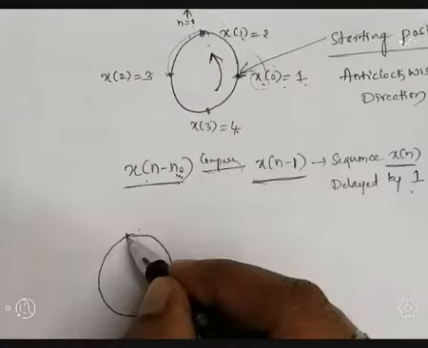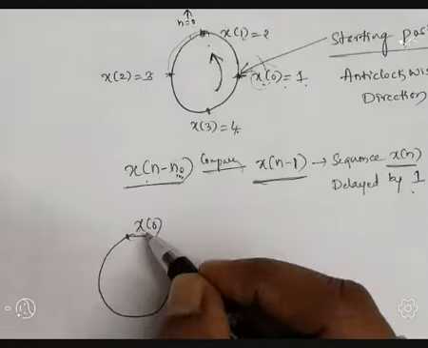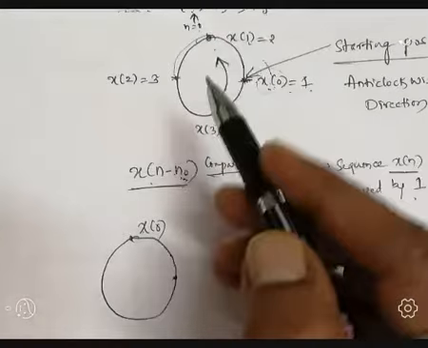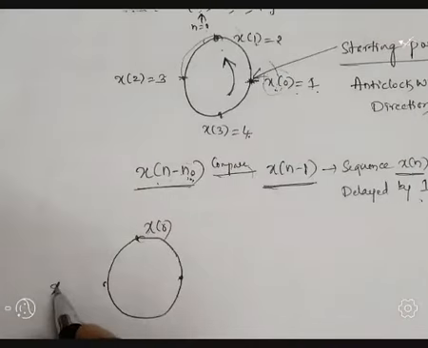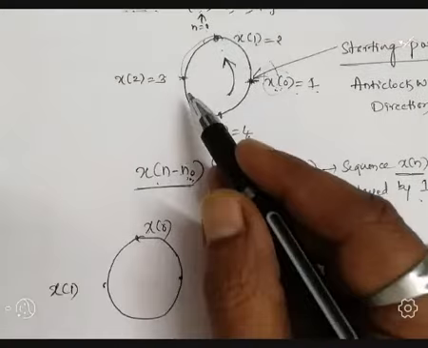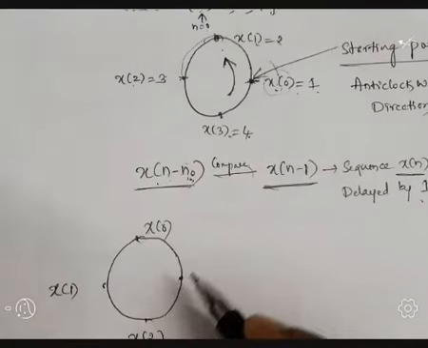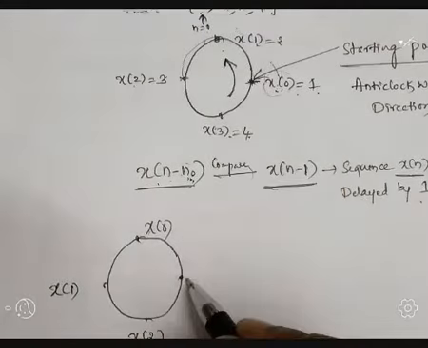This is x of 0. Next, this is shifted to where? Here. This is x of 1. This is shifted to where? Here. X of 2. This is shifted to where? Here. This is x of 3.